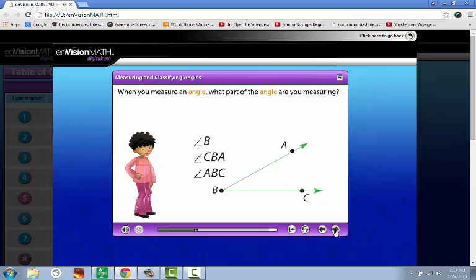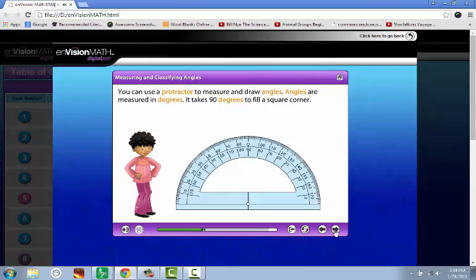When you measure an angle, what part of the angle are you measuring? You are measuring the space between the two rays when you measure an angle. You can use a protractor to measure and draw angles. Angles are measured in degrees.